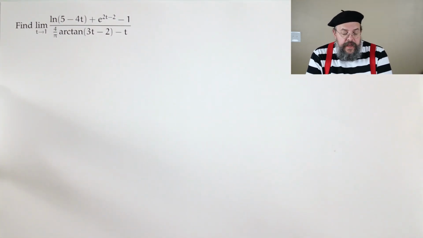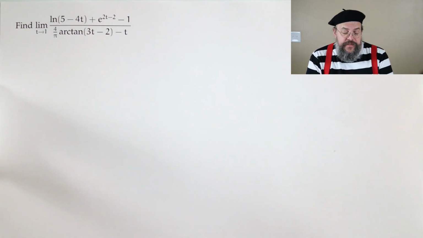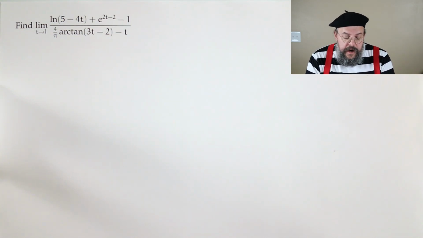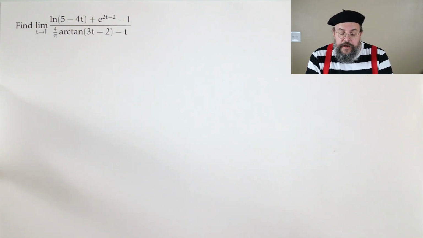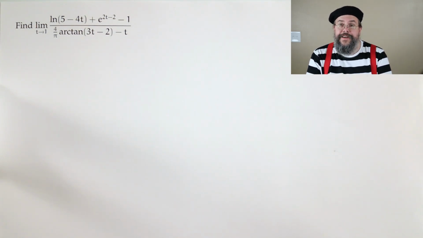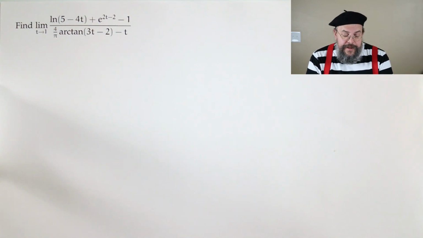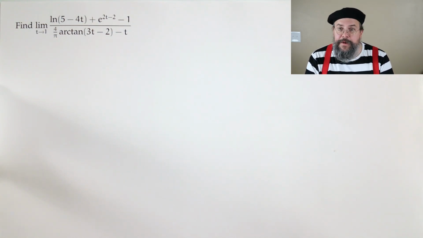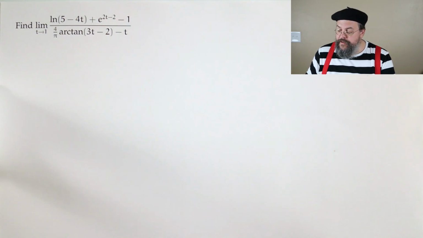Find the limit as t goes to 1 of the natural log of (5 minus 4t) plus e to the power of (2t minus 2) minus 1, all over (4 over pi) arctangent of (3t minus 2) minus 1. Okay, well, it looks a little bit intimidating. There's a couple of things.